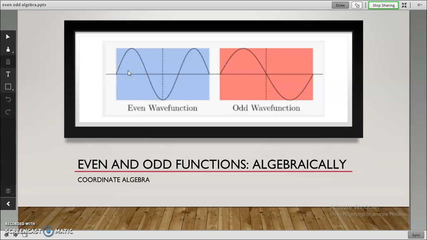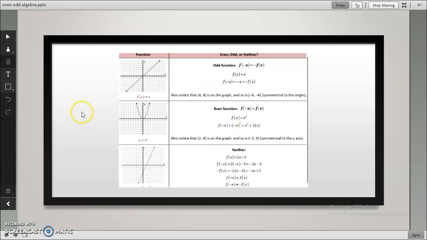Today we're going to look at even and odd functions, and we're going to look at proving them algebraically. So in the previous video, we talked about proving if a function is even, odd, or neither graphically. Today we're going to look at it algebraically. The rule still applies that if it's an odd function, if I have f of my negative x value, I will get the negative f of x value. And if it's even, if I plug in a negative x value, I'll get the same f of x value.